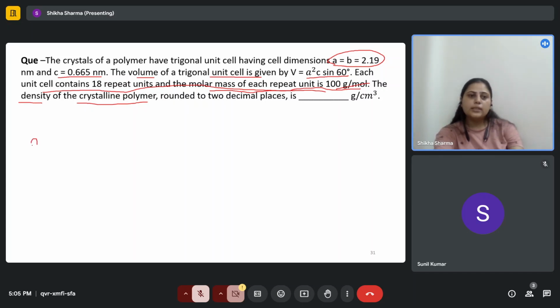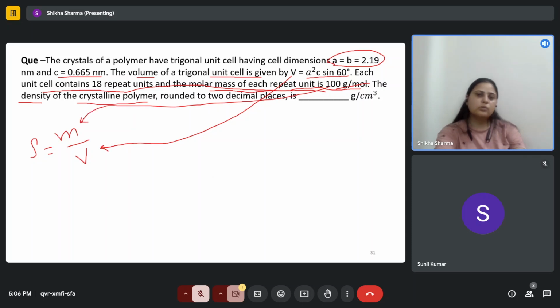So the density is nothing but mass by volume. Volume we can calculate from this, right? And mass is given as 100 for each of the 18 repeat units. So I have just given a hint. Please calculate.